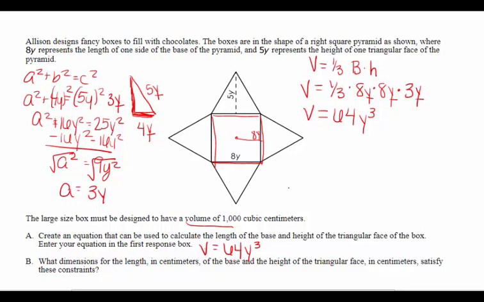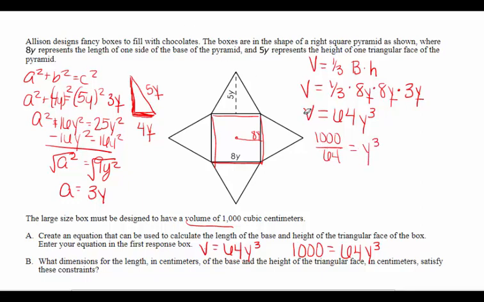But we do know what the volume is. So actually, let's take this a step farther, because we can even put in that 1,000 is equal to 64y to the third. So this is our equation, and we can use this to calculate the rest of the information, because now we can solve for y. In order to solve for y, you would divide by 64 equals y to the third.